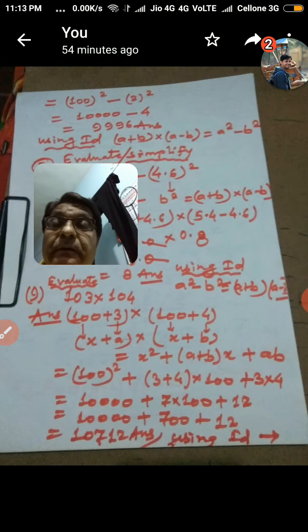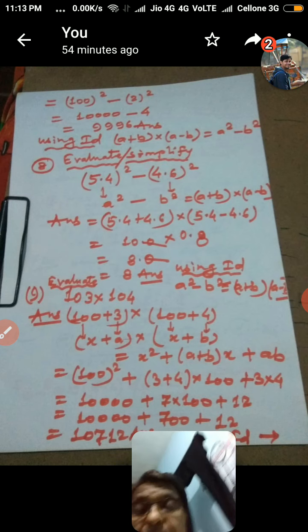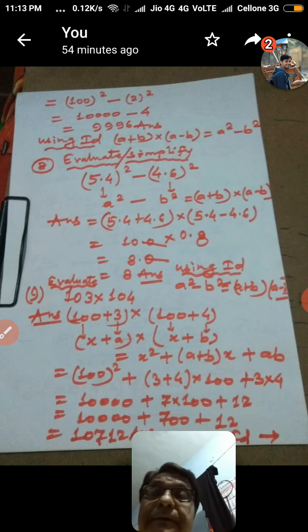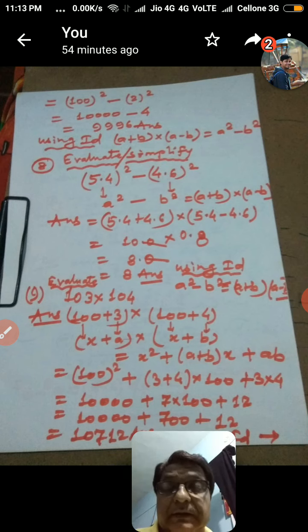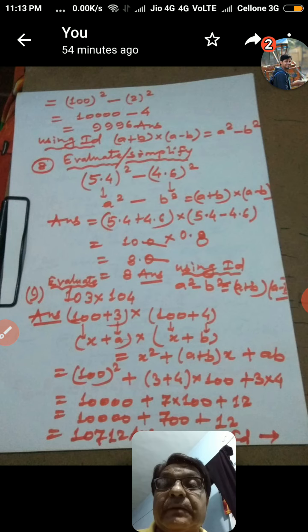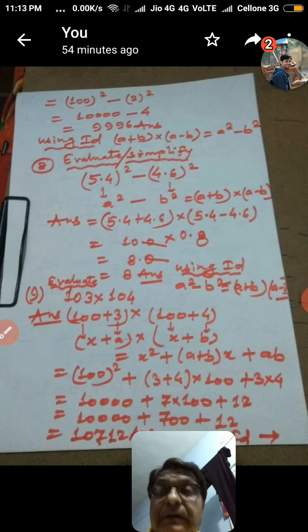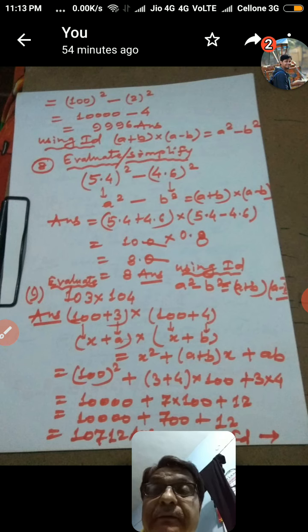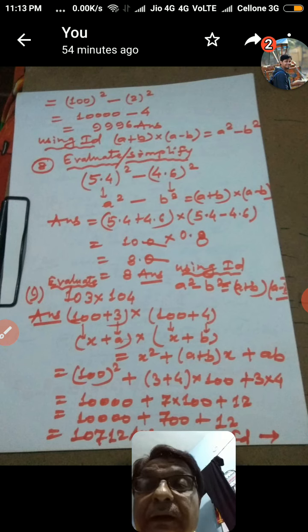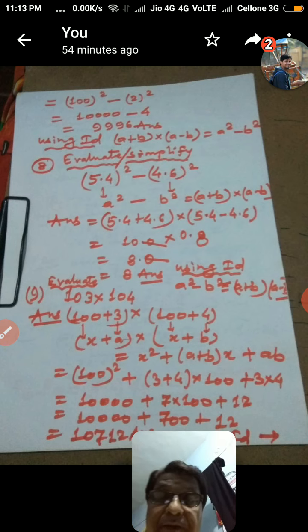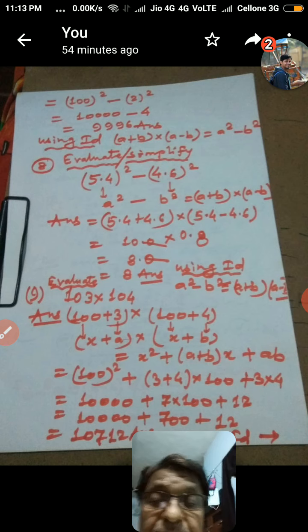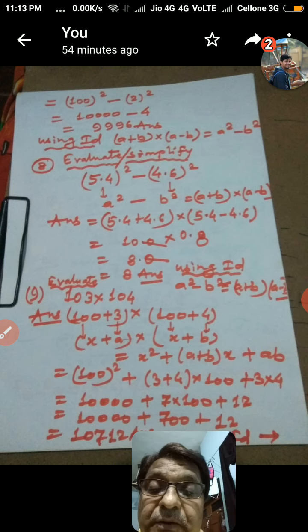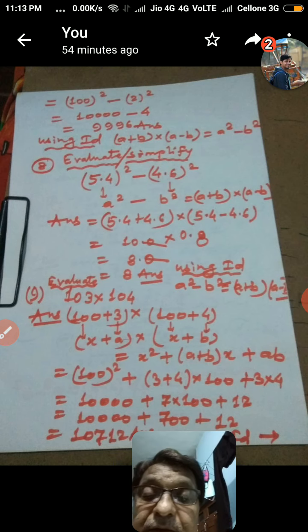Okay, got it. So now continuing from that point, it was a square minus b square. Now a is 100 and b is 2, so quite naturally the answer will be 100 square minus 2 square, and finally we will get 9996. Using the identity we will write (a plus b) into (a minus b) is equal to a square minus b square. Okay, next question is evaluate.